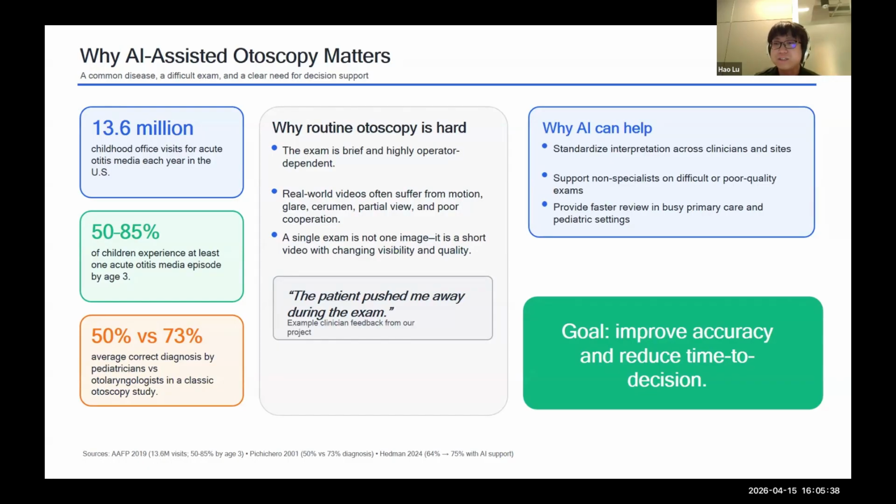So then we noticed our AI assistant system should not only have very good diagnosis accuracy for the patient, but also we should speed up the review of the otoscopy exam and shorten the exam time so that we can make both doctor and the patient feel better. So the goal is to improve the diagnosis accuracy and reduce the time to make the decision.